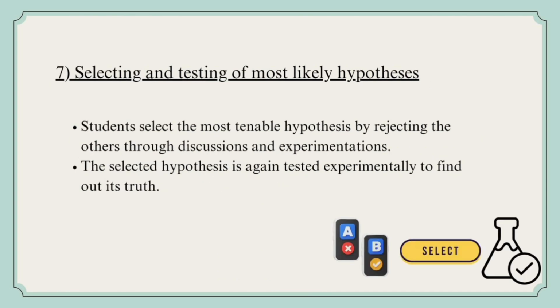The next is selecting and testing of most likely hypotheses. The students can select the most tenable hypothesis by rejecting the others through discussions and experimentations. The selected hypothesis is again tested experimentally to find out its truth.